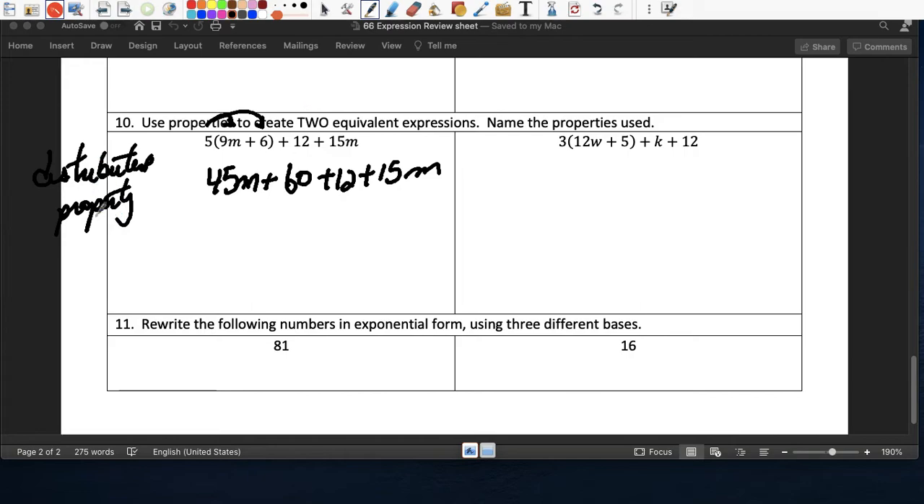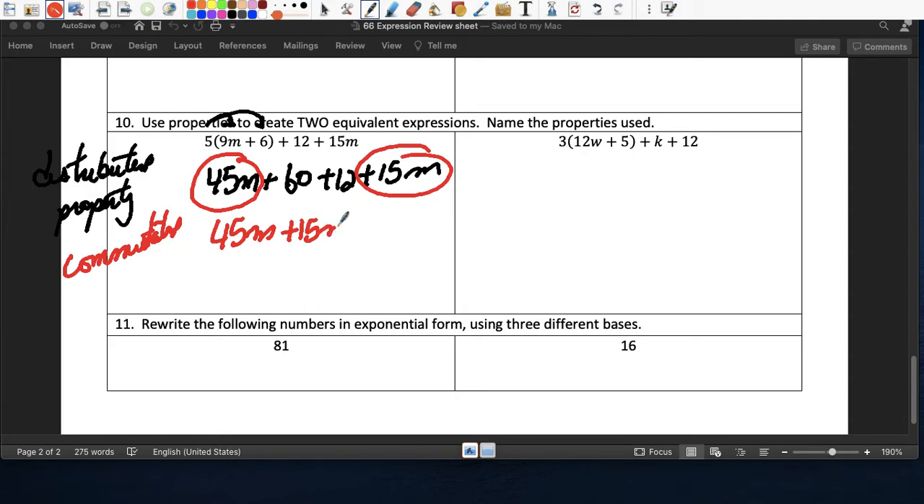What's the next property I can use? I can use the commutative property. The commutative, I'm going to switch places. Voy a cambiar de lugar. So I'm going to put 45m and 15m lado a lado, next side to each other. And then I'm going to put the 30 plus 12. Okay, and then for last one, I can say I'm going to use the associative property because I'm going to add these two and then these two, and I'm going to get 60m plus 72.